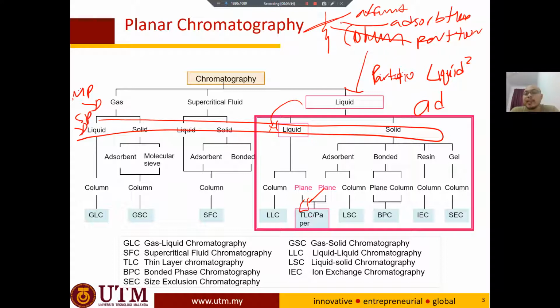You can say the TLC is made out of solid stationary phase and uses a liquid mobile phase as the eluent. For column chromatography, it's about the same as the TLC, where the stationary phase is solid and the mobile phase is liquid. But for paper chromatography, the stationary phase is liquid and the mobile phase is also liquid. That is the thing that you need to understand later on.